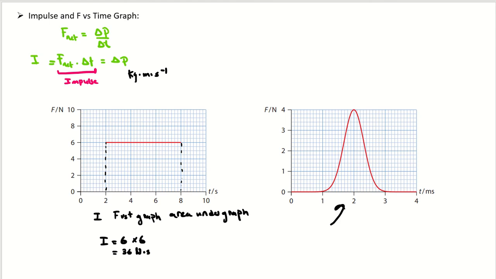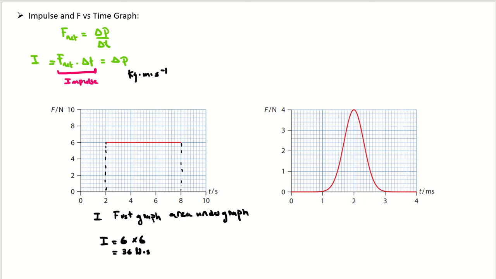Now, what about this graph? This graph doesn't have a definite shape. So how am I going to find the change in momentum, or how am I going to find the impulse in this case? In this case, all you have to do is to find the area of a small square and to try counting the number of squares. So in other words, we are estimating the impulse. Okay, so you find the area of a small square and you multiply it by the number of total squares under the graph to find the total impulse.